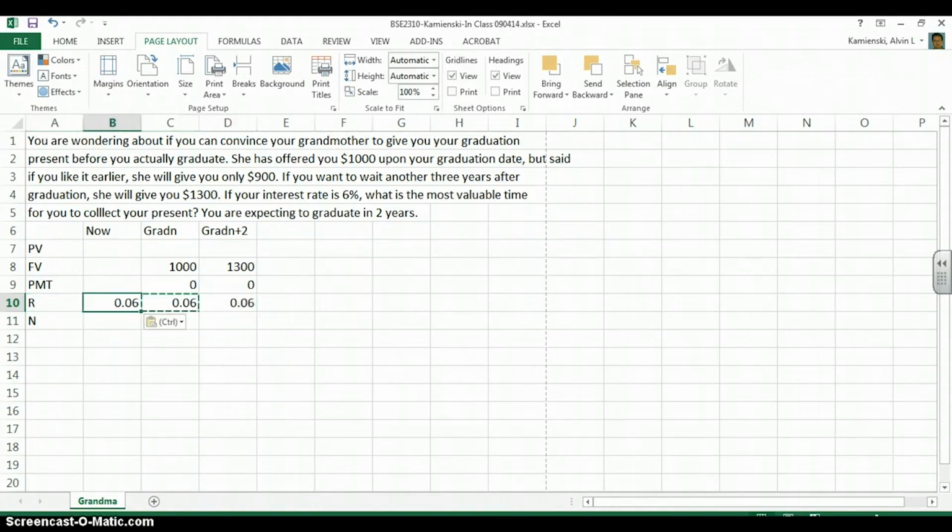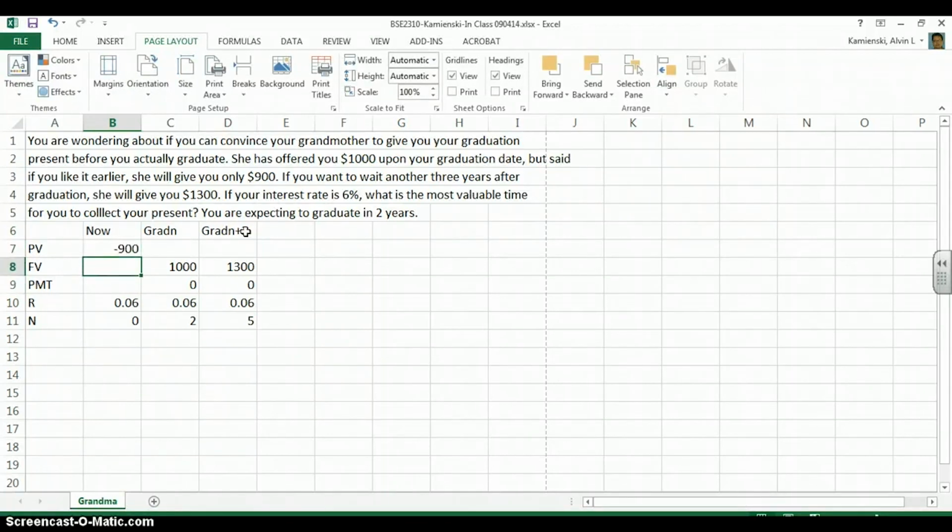And the big difference is also periods. There is no time period for now. Graduation's expected in 2 years. Or you could wait 3 more years. I think I labeled that wrong up top, didn't I? Yeah, so that should be 5 altogether. It's not graduation plus 2. It's graduation plus 3. Or you could just get paid $900 right now.